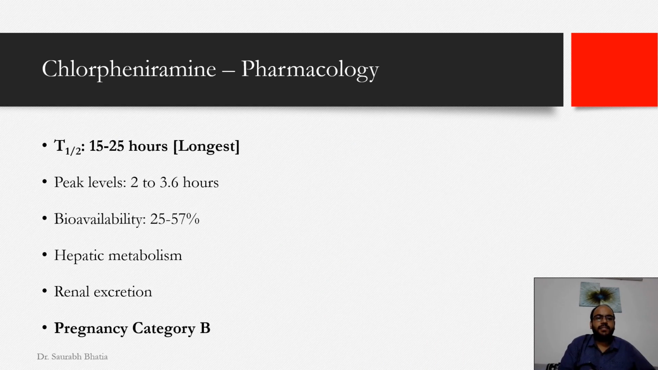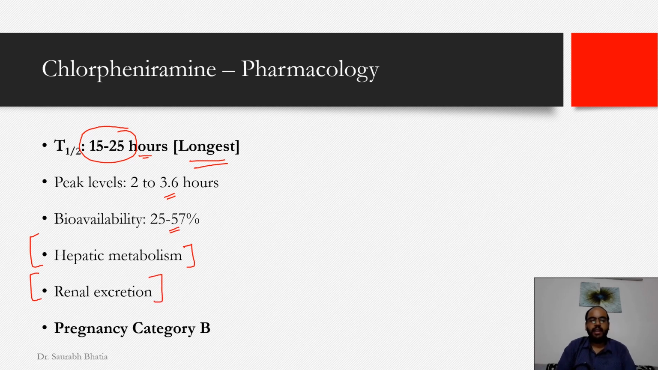The T half is 15 to 25 hours for chlorpheniramine. It's the longest T half of any first generation H1 antihistamine. Peak level occurs in 2 to 3.6 hours. Bioavailability is 25 to 57%. It has a significant hepatic metabolism but renal excretion like all other drugs. It is pregnancy category B. So in any pregnant lady, it's better to give chlorpheniramine maleate.